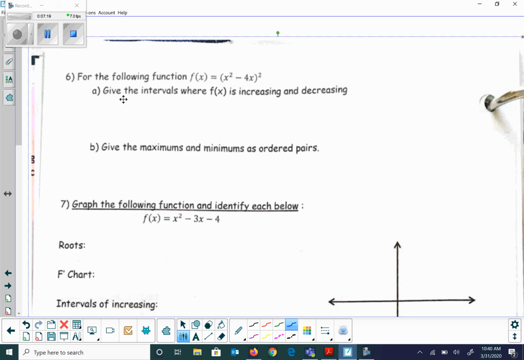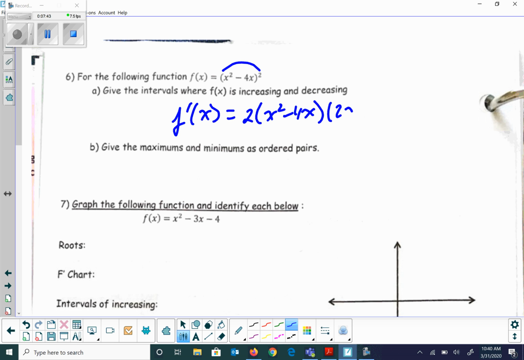All right, so for letter A, for the following function, give the intervals where it's increasing or decreasing. Okay, so I want to go ahead and take the first derivative. So remember with the derivative, I'm going to bring this 2 down front, keep my quantity, and then I'm going to take the derivative of the inside. And so this outside 2 is really not going to do much for us, but if we look here, I could factor, and I'll bring this up here so I have something to look at.